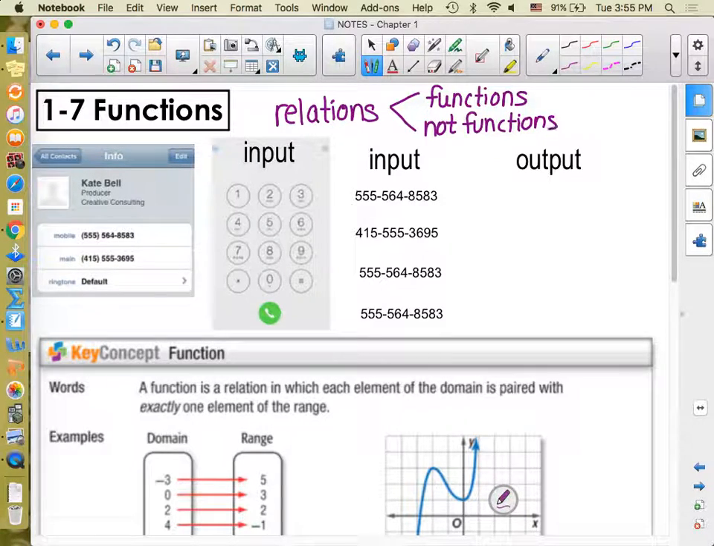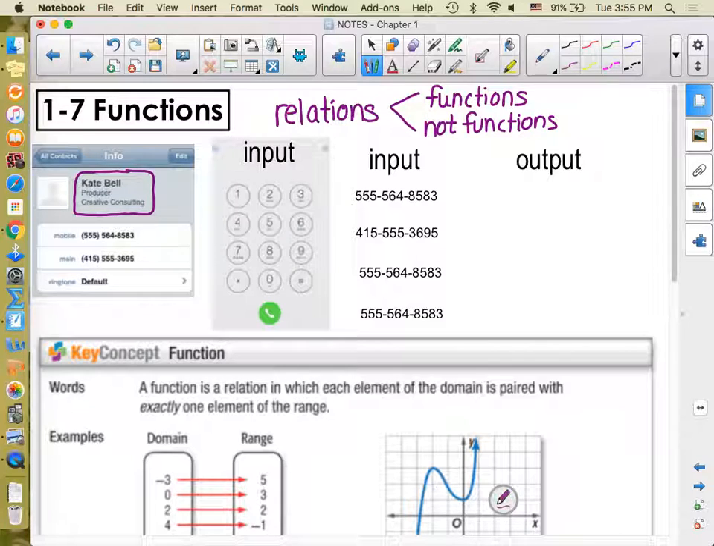And we want to be able to tell from all those different ways that you had mapped out your relations yesterday. So we want to be able to tell from graphs, from tables, from mappings, and from lists of ordered pairs. So to get the idea of a function, let's go to something we understand pretty well, and most of you understand the cell phone stuff pretty well. So stored in contacts, you have a contact, or this person does, for someone named Kate Bell. She's a producer. She has several phone numbers listed because she has a cell phone number, a work number.